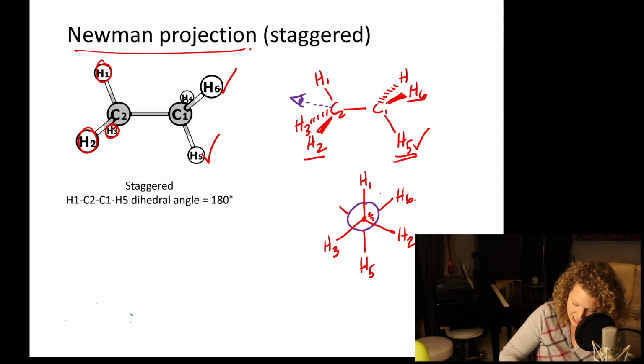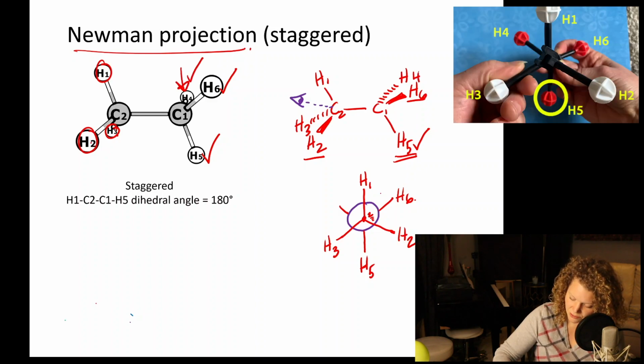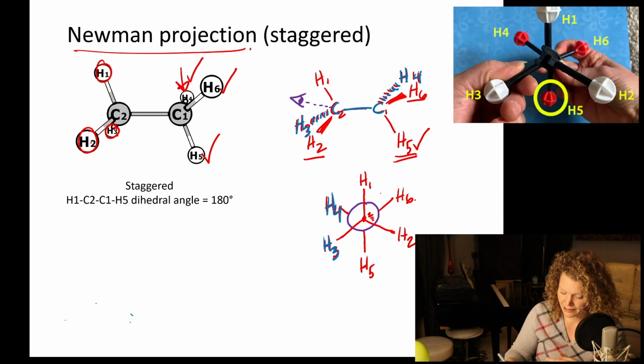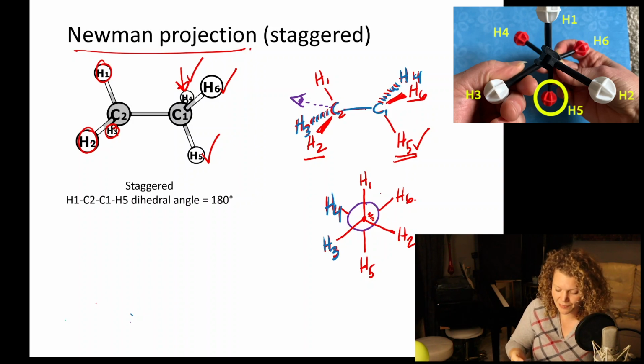All right. And what's hiding back here? This is H4. H4 is right here. So H4 is dashed, H3 is dashed, and H4 and H3 are on the same side. Notice how this is mapping onto what we're looking at. We don't see carbon 1, it's behind. It's behind this carbon 2.